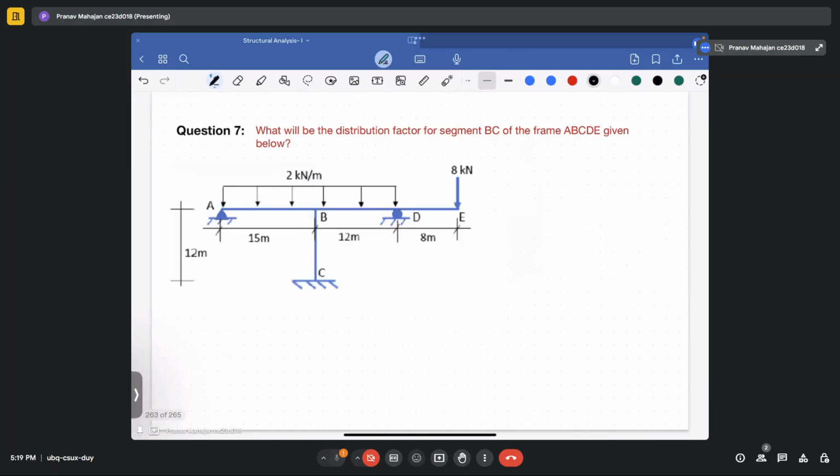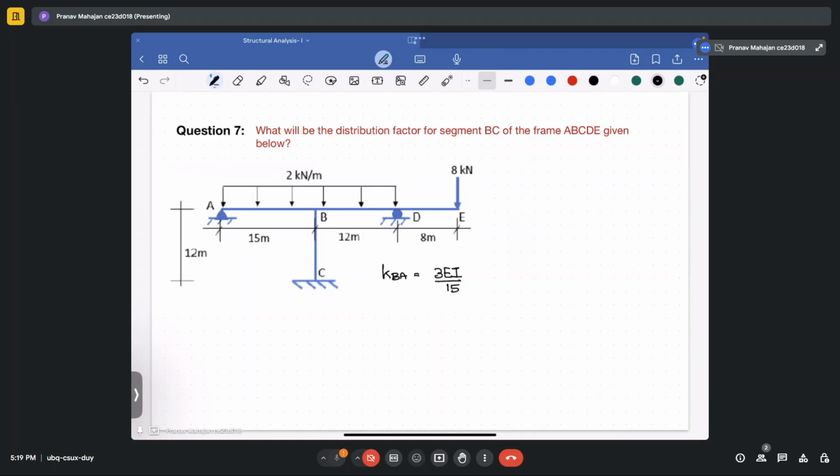Now moving to next question. In next question, you are given another frame and you are required to calculate first the distribution factors for the given problem. So how we will do that? Let's see. So in this case, we start with BA fixed. So that would be 3EI upon 15.